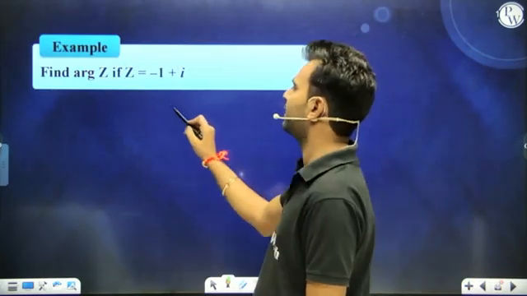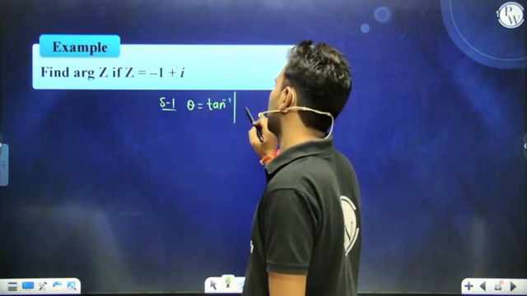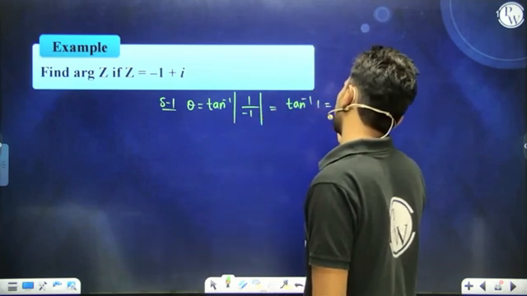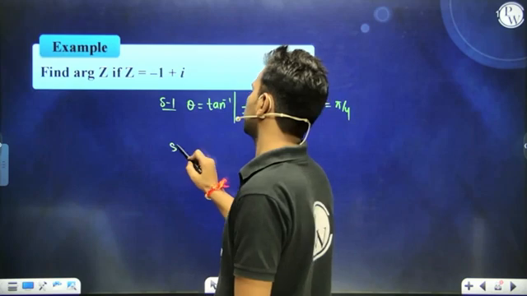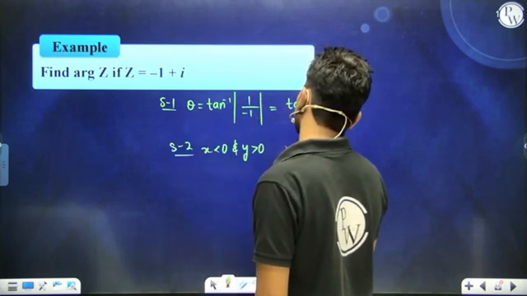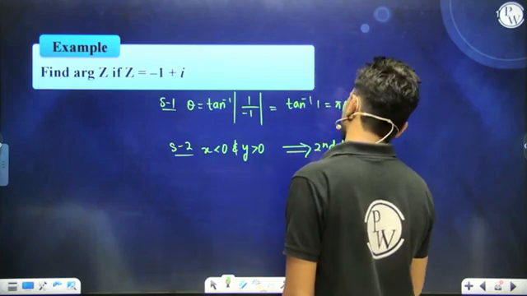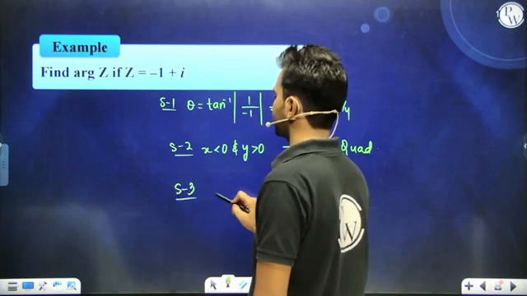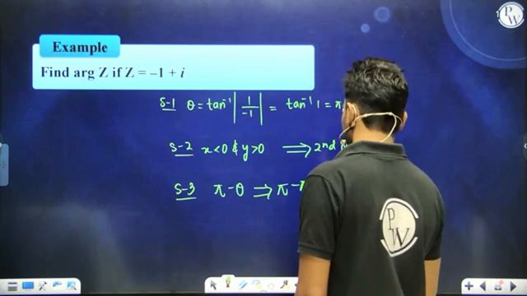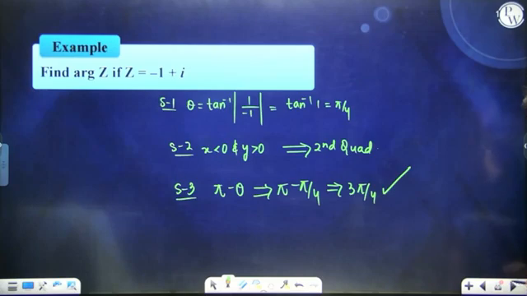Step one, theta equals tan inverse of modulus of 1 upon minus 1. So it is going to be tan inverse 1, and tan inverse 1 is nothing but pi by 4. Step 2: x is negative, y is positive, which means which quadrant? Second quadrant. The formula in the second quadrant is pi minus theta for the principal argument. So pi minus pi by 4, that is, the principal argument is 3 pi by 4. I hope the problem is clear to all of you.